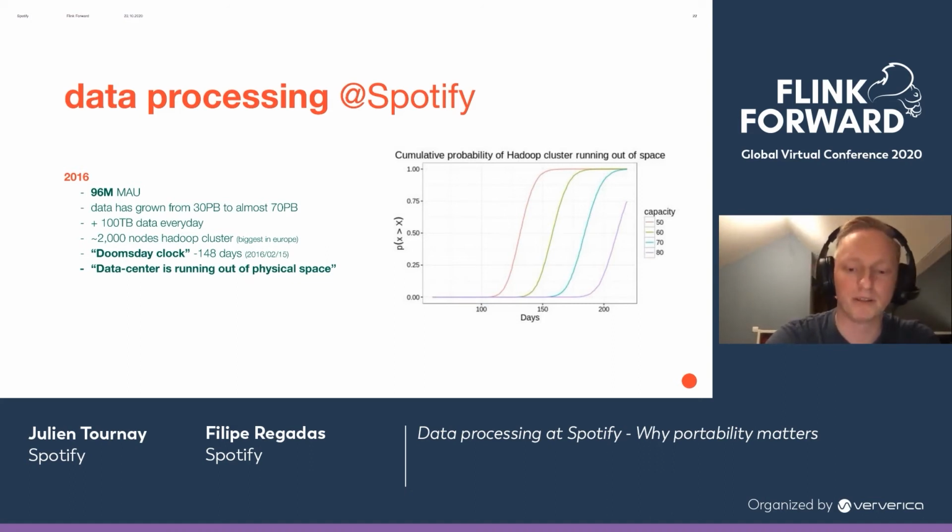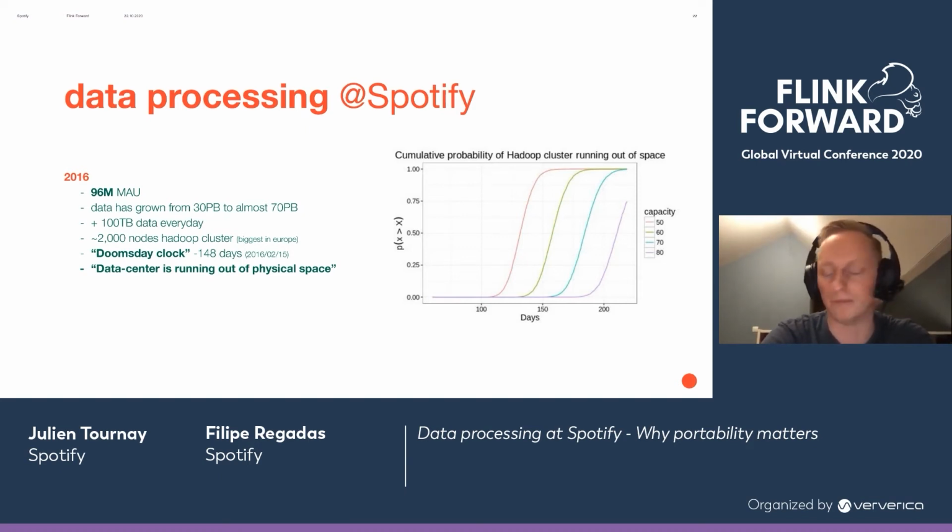And so in February 2016, something called the doomsday clock was introduced. The idea behind the doomsday clock is that it was an experiment to try to guess at what point in the future the Hadoop cluster would run out of space. So in February of that year, people started to think, well, okay, we have maybe 5 more months before we run out of space completely on the Hadoop cluster. That would actually mean basically Spotify doesn't work anymore.